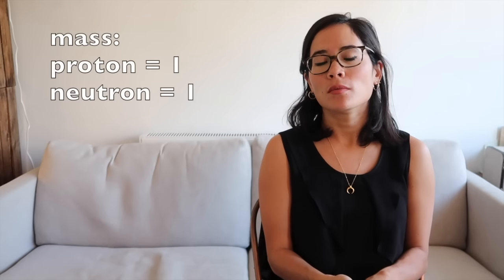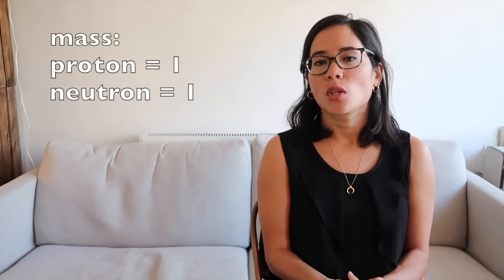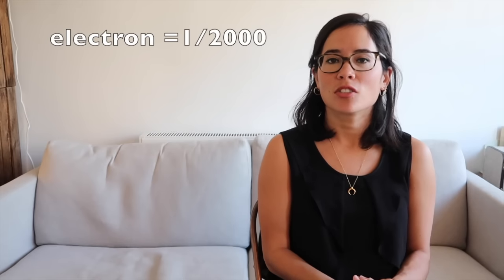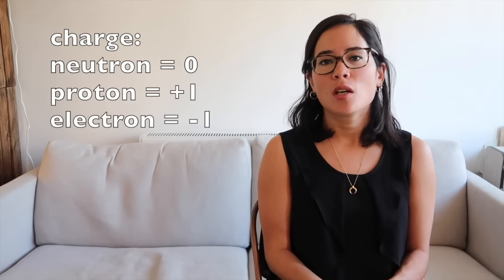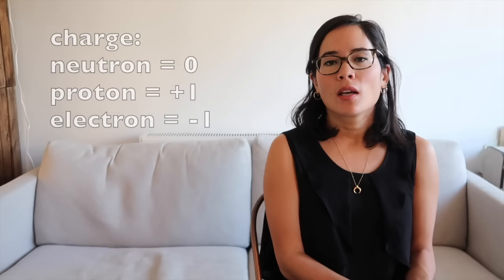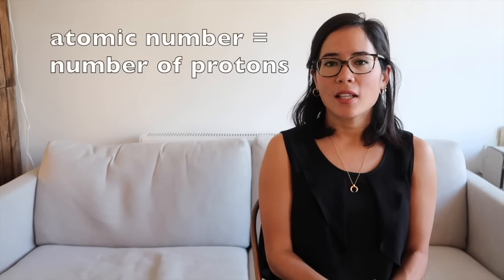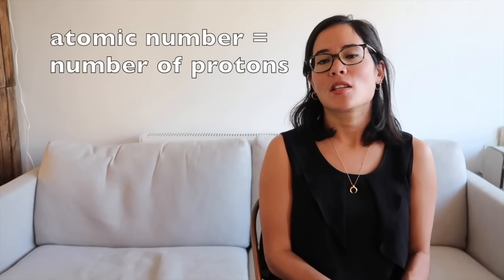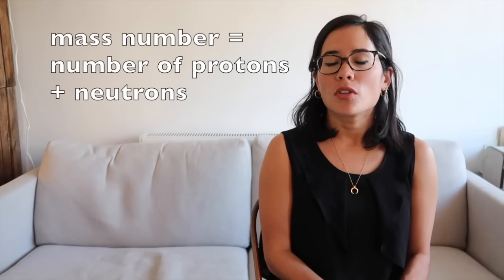So just to remind ourselves that the mass of a neutron and a proton is 1. The mass of an electron is very small, so 1 divided by 2000 or 1800, depending on what your teachers taught you. And that the neutrons, because they're neutral, have no charge, protons have a positive 1 charge, and electrons have a negative 1 charge. Now looking at the periodic table, just remember that the atomic number is the number of protons, and the mass number is the number of protons plus the number of neutrons. And this will become really important when we now come to look at isotopes. You've probably met isotopes in chemistry, so things like carbon-12, carbon-14.